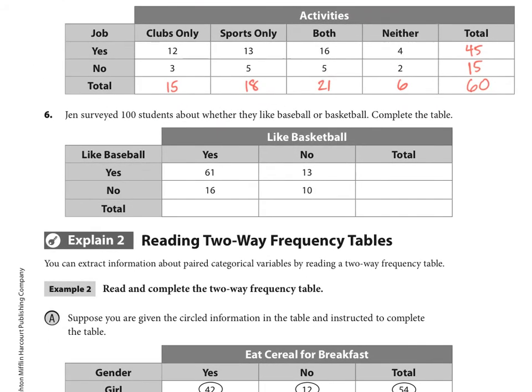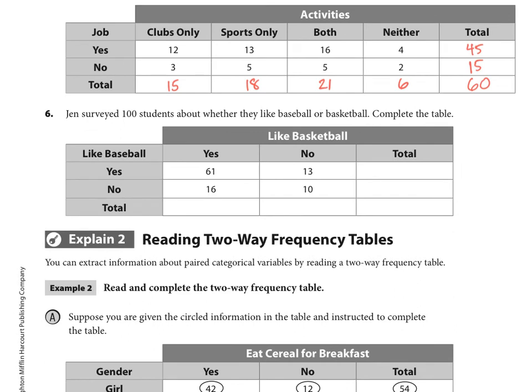If you'd like to go ahead and pause it and try number 6 before you see the solution. I'm not going to explain this, I'm just going to write down some of the answers. So we got 100 students total, as explained in the problem. 74, 26 here. That's 77 and 23.